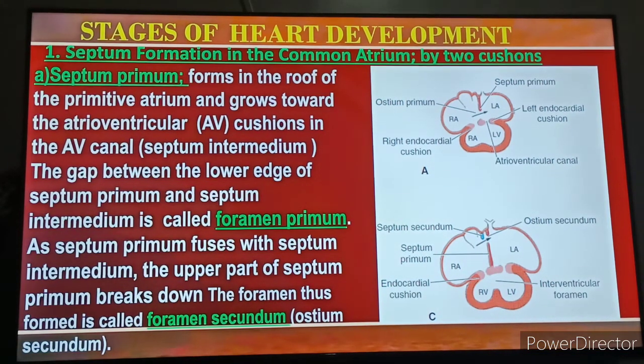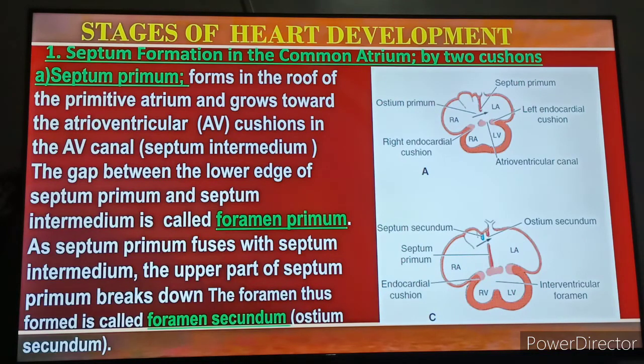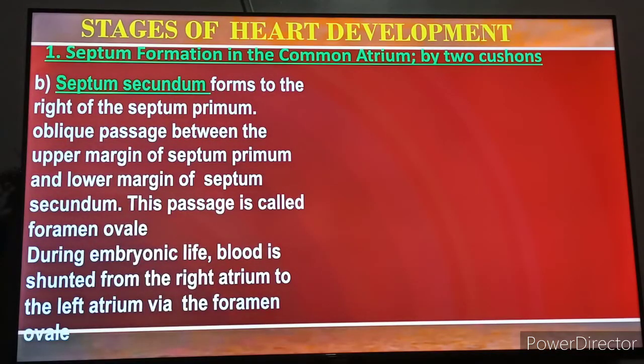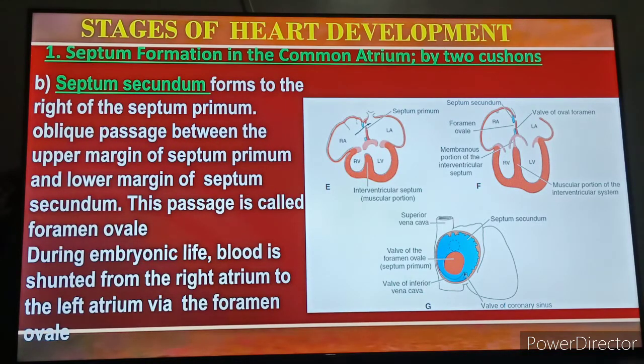And then the septum secundum is another cushion that is developing on the right side of the heart, of the right atrium now that we formed. So it gives us an oblique foramina that is known as foramen ovale. It's an oval oblique foramina or gateway. So we have the two cushions that we formed, and we've already said that we form that oblique structure. The septum secundum forms to the right side of the septum primum, and we've already seen that.